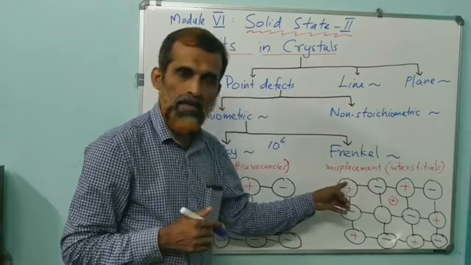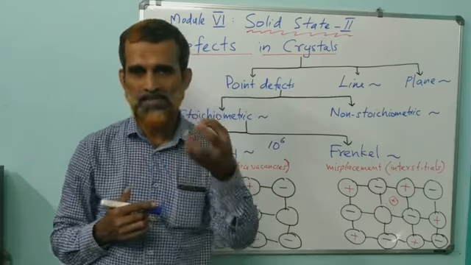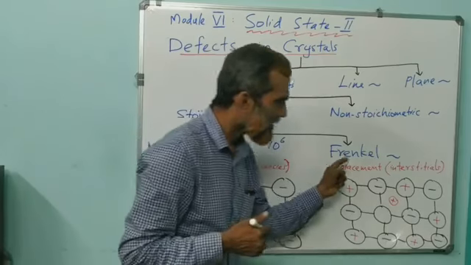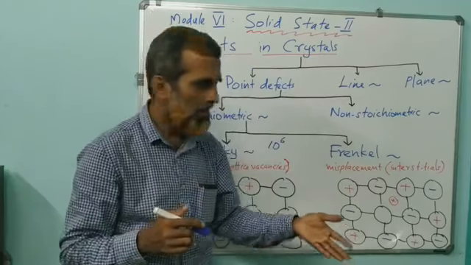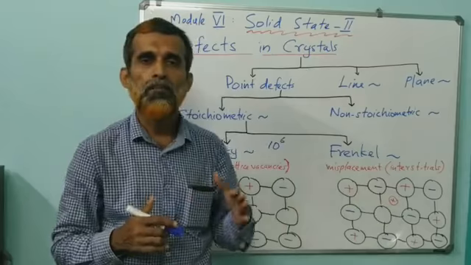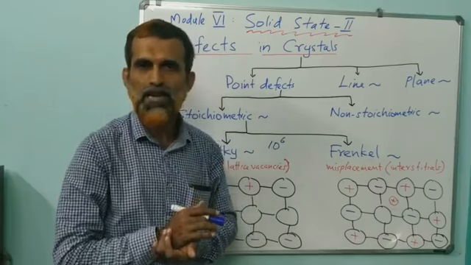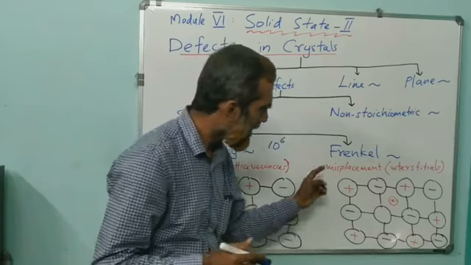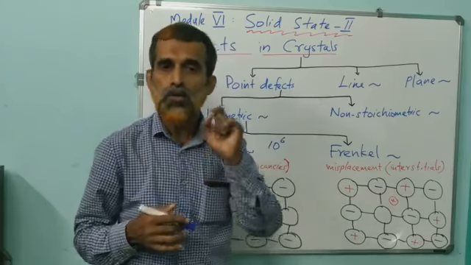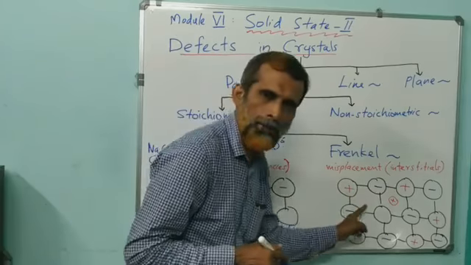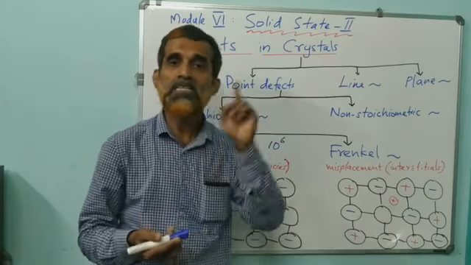Here, one of the ions, mostly the cation, because cations are generally smaller in size, is misplaced. It is misplaced into an interstitial site in spite of its respective lattice point. I repeat, in Frenkel defect, it is a defect in which an ion, usually a cation, is present in an interstitial void in spite of its respective lattice point.